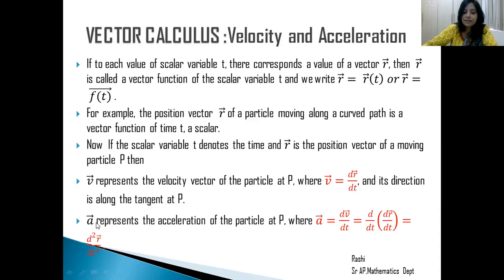Now, what is acceleration? Acceleration is the rate of change of velocity, right? So, what will be the expression for acceleration? dv by dt, the rate of change of velocity with respect to time. And we know that v is dr by dt. So the formula for acceleration will be d2r by dt square. Now, let us see when I talk about a particular direction.